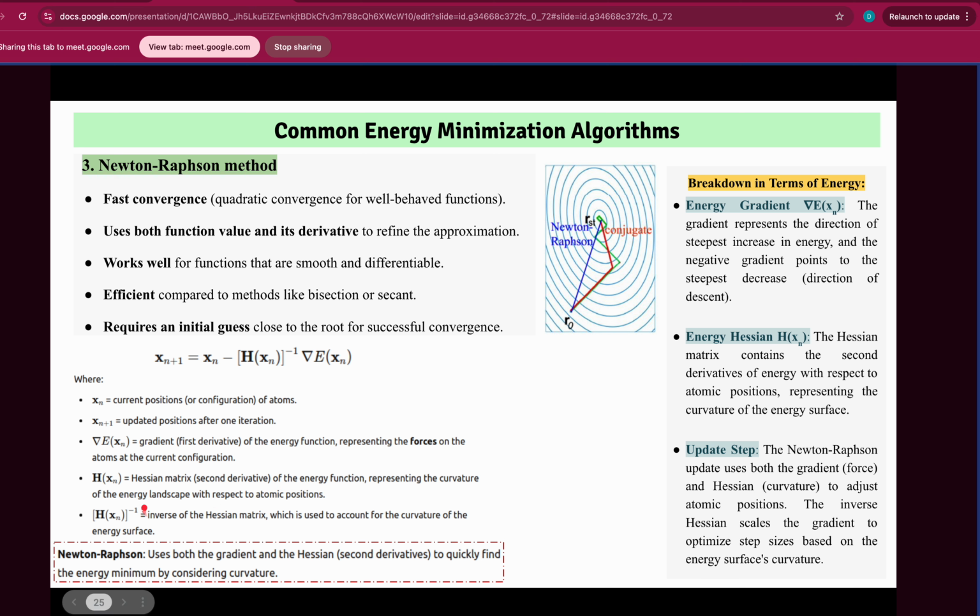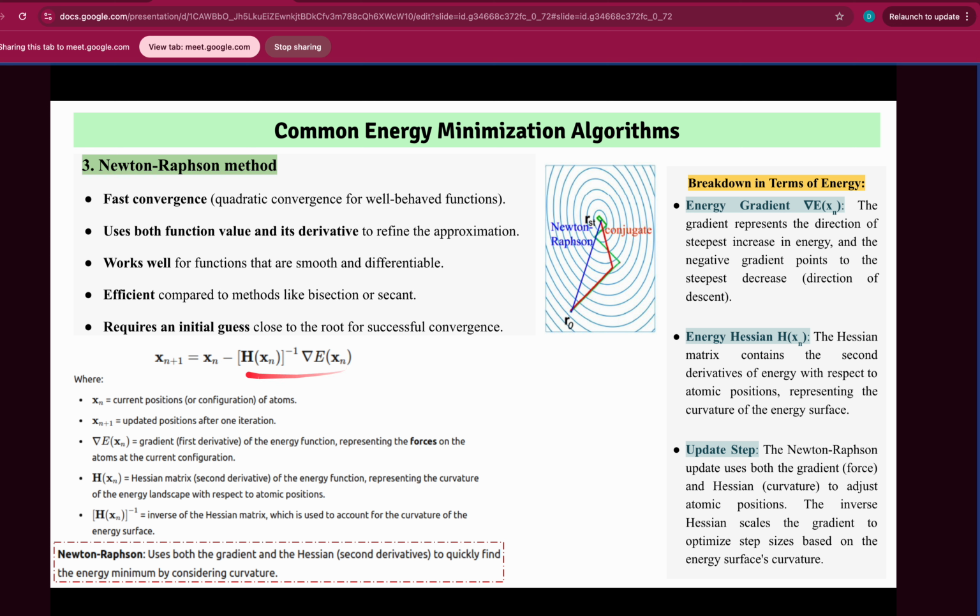So it represents the curvature of the energy landscape with respect to atomic positions. And the inverse of the Hessian matrix is used to account for the curvature of the energy surface. So that's why the one add-on thing compared to the other method is the second derivative. The Hessian matrix is taken into the picture, and along with this the partial derivative of energy is also taken into the picture, where we are fixing the position.